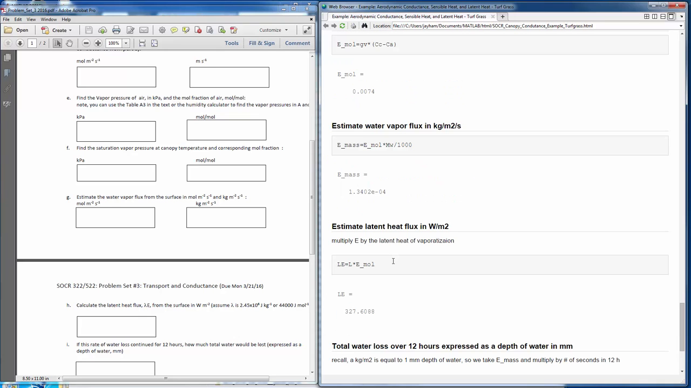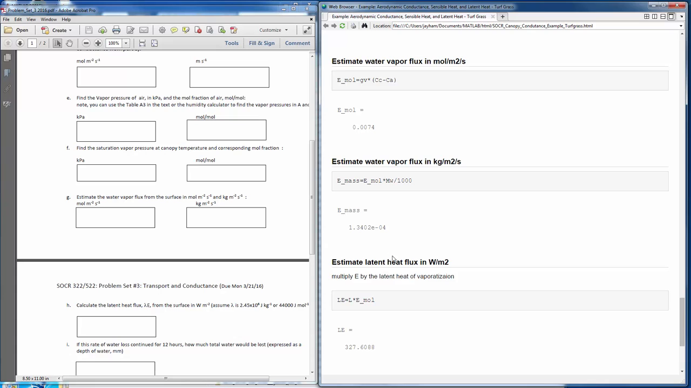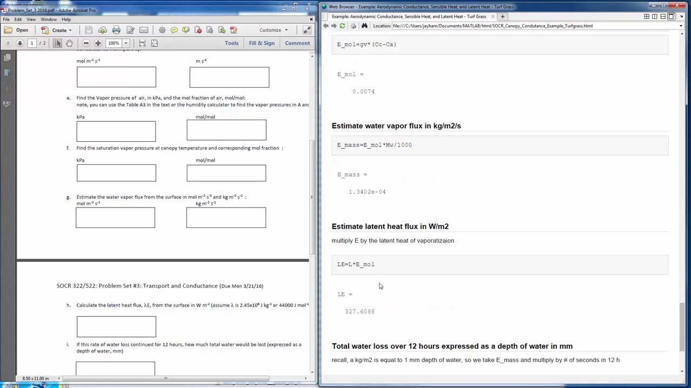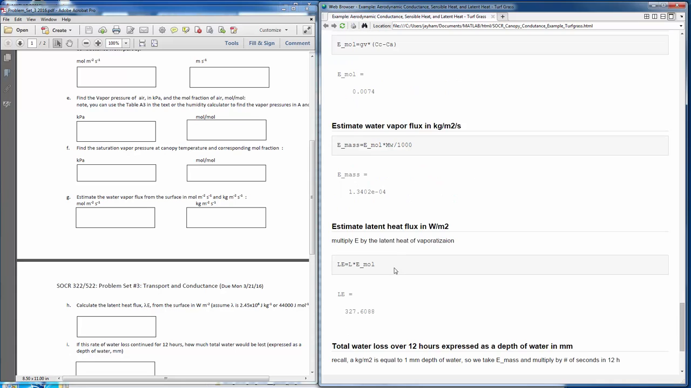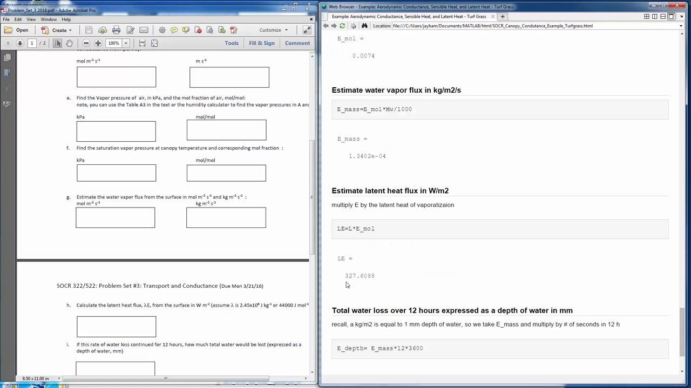We can convert that to latent heat flux just by multiplying our evaporation rate times the latent heat of vaporization. Okay, I'm going to use the molar version, so I'm going to take this number and multiply it by the latent heat of vaporization, which is about 44,000 joules per mole. That's how much energy it takes to evaporate a mole of water. And I get a latent heat flux of 327 watts per meter squared. Okay, that's very reasonable. I'm guessing, just guessing, looking at your numbers, you might get a number slightly larger than that.